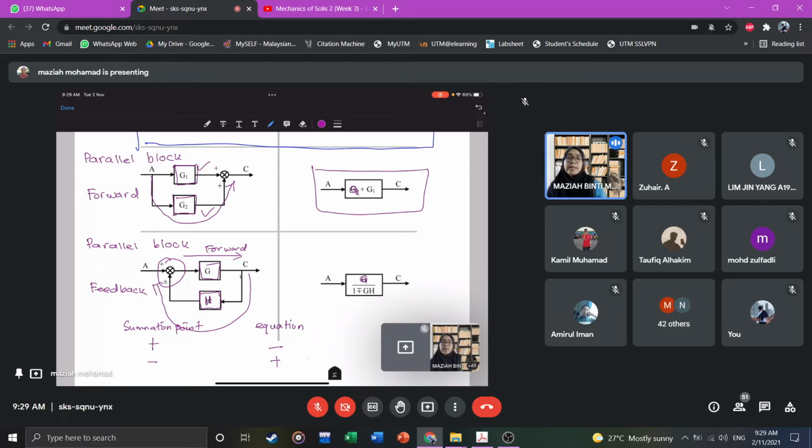So for two parallel blocks, we have forward parallel block. If you combine it together, that will become G1 plus G2. For a feedback parallel block, we have to use the equation there. So the equation is G over 1 plus or minus GH.